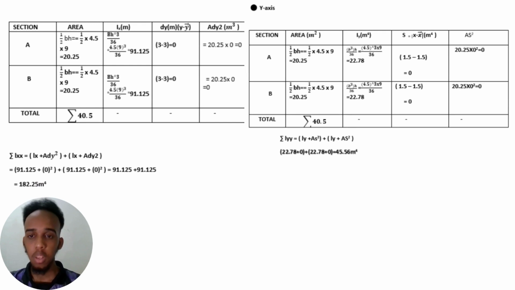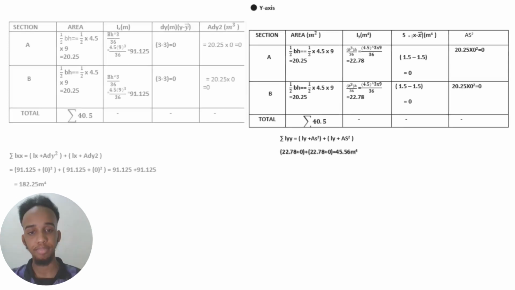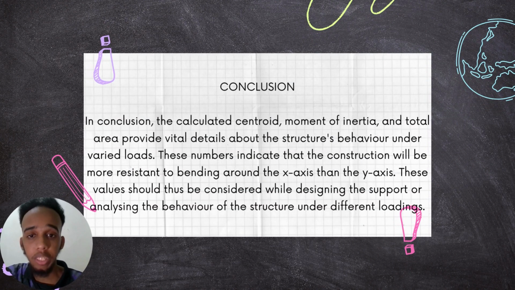This is the calculation for the moment of inertia at the x-axis and y-axis. So we calculated both of them. The result for the x-axis is 182.25 meter power 4, and for the y-axis the result is 45.56 meter power 4.